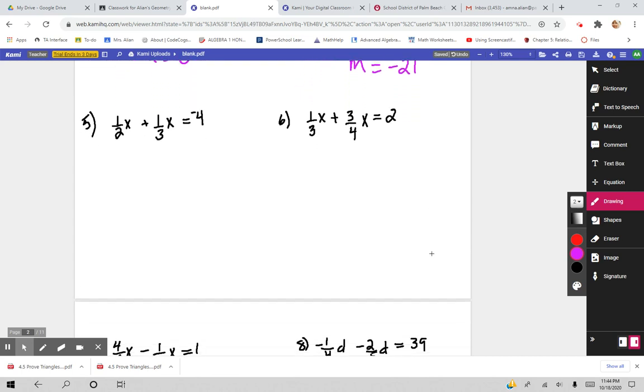Okay, let's keep going. All right, so now here we have fractions with like terms. We would like to get rid of those fractions to make solving this equation easy. We're going to need to use the least common multiple. So think about it this way.